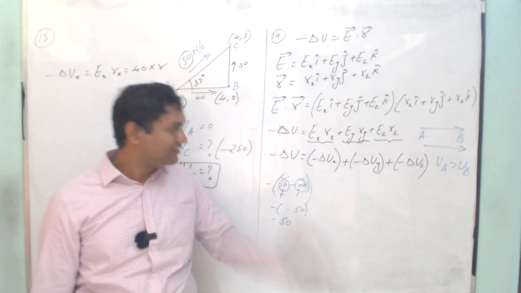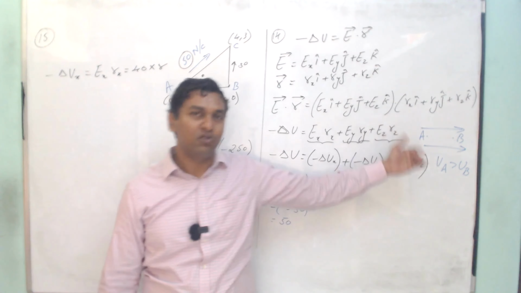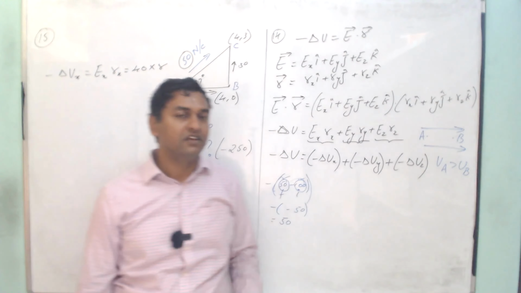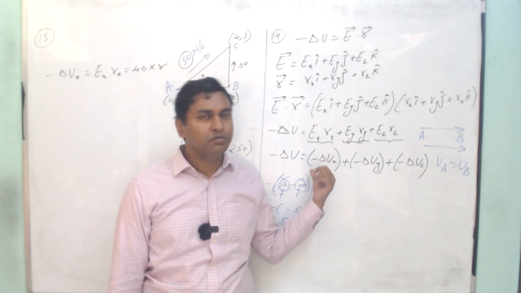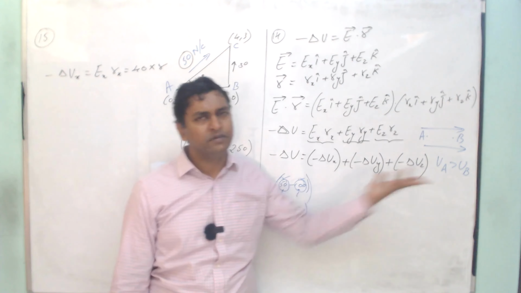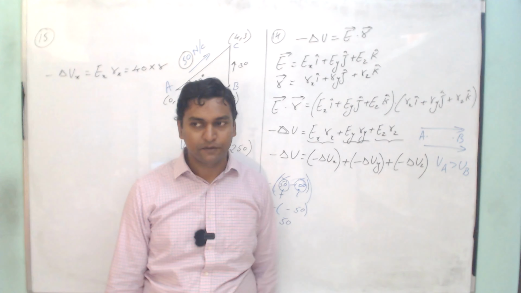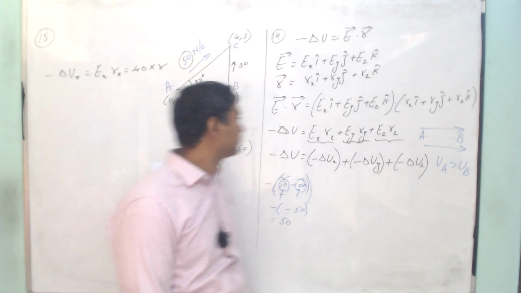Always my V is going to be lost as I go along electric field. So, therefore, always a negative sign is given to delta V, because negative of negative will become positive. I will get positive.